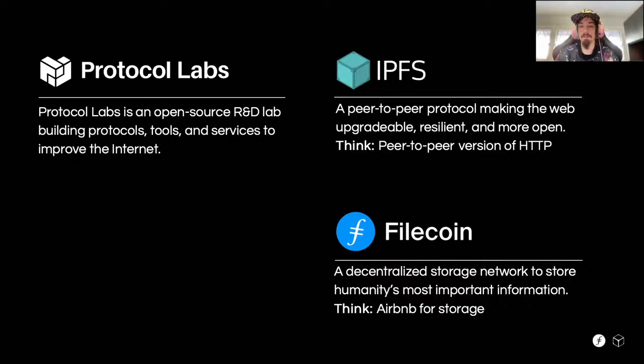First, a quick breakdown. Protocol Labs is an open source research and development lab building protocols, tools, and services to improve the internet. We try to operate in the public and be as open and accessible as possible. IPFS is a peer-to-peer protocol making the web upgradable, resilient, and more open. Filecoin is a decentralized storage network to store humanity's most important information.